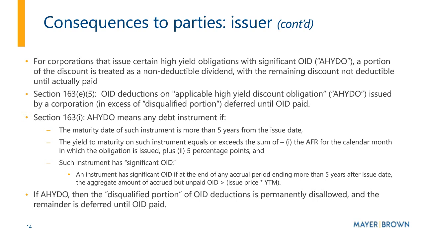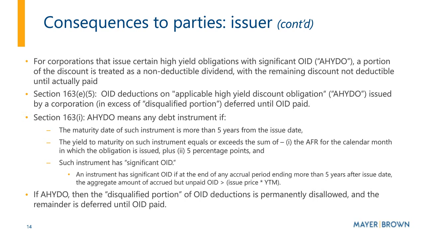So when is something an AHYDO? You see there Code Section 163(i). An AHYDO is an instrument that has a maturity date of more than 5 years. The yield on the instrument has to equal or exceed the AFR, the applicable federal rate, plus 5%, 500 basis points, and the instrument has to have significant OID.